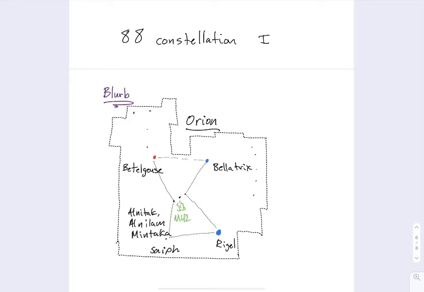There are actually 88 constellations according to the International Astronomical Union. So those are the universally known constellations now. There are 88 in our sky. We can't see them all from our hemisphere, and that's okay.